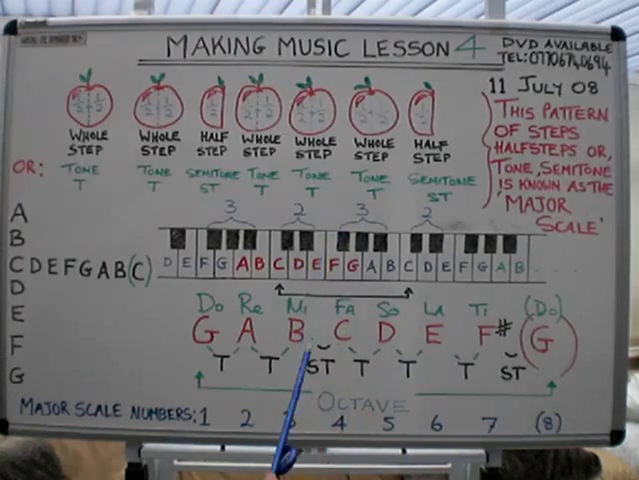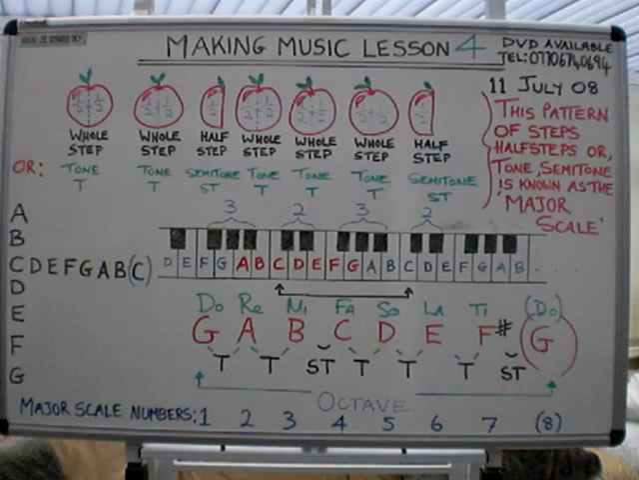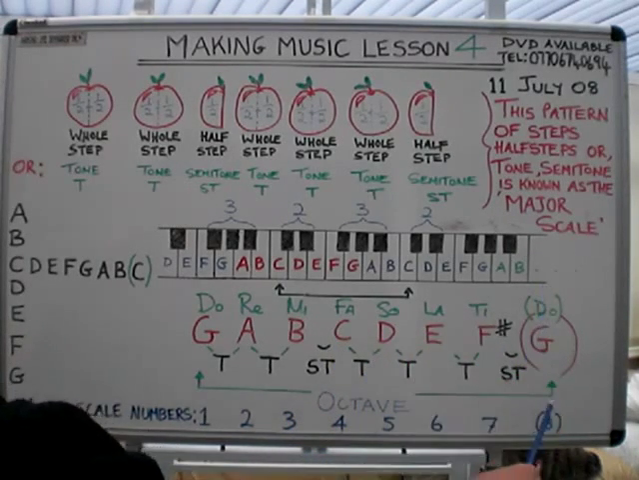Now, just wanted to point out this major scale, something easy to remember. It's called the major scale numbers, and they just relate to this: 1, 2, 3, 4, 5, 6, 7, 8.